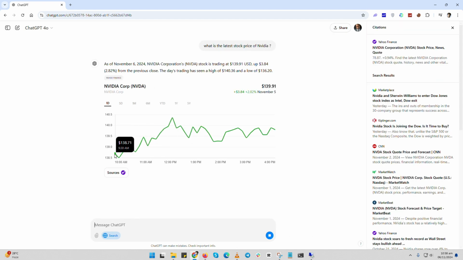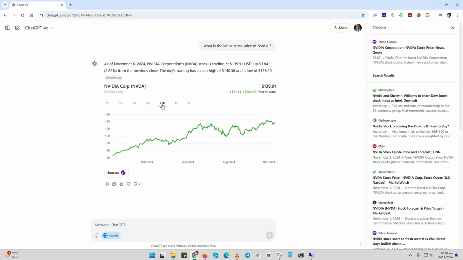ChatGPT provides us with the latest stock price for NVIDIA. It also includes some extra details like the daily change, the opening price, and more. All the information you might need for a quick market check. And that's it. Using ChatGPT to get real-time stock information is super simple and helps you stay updated easily.